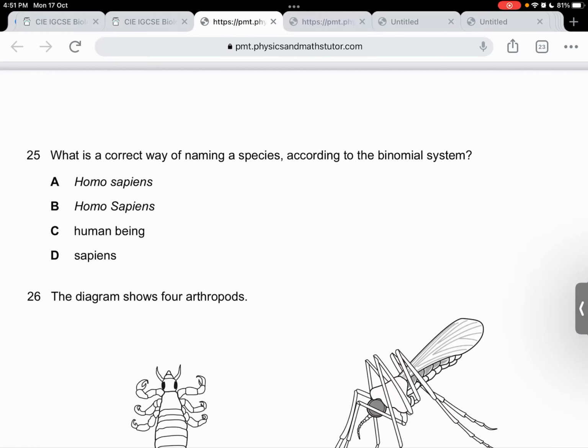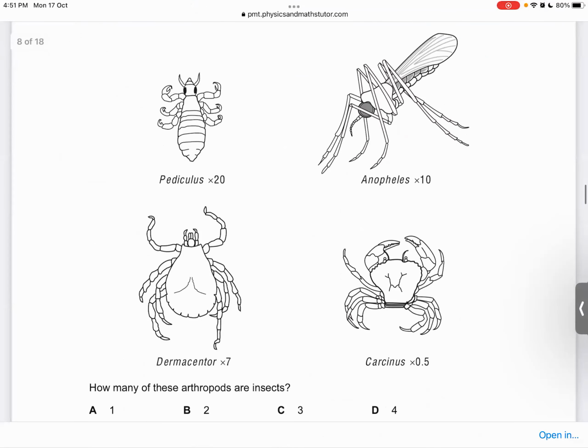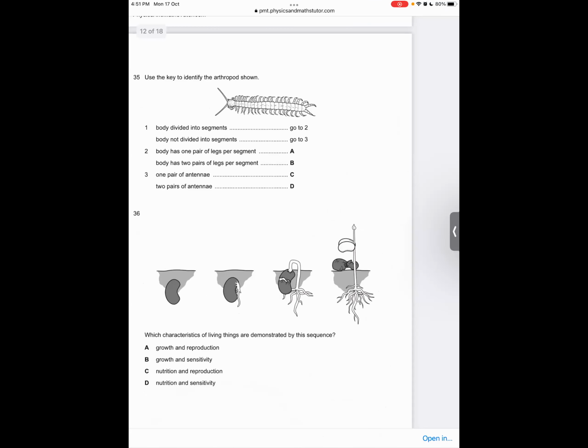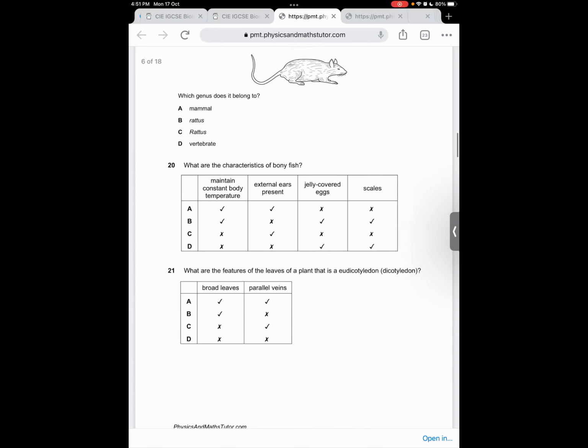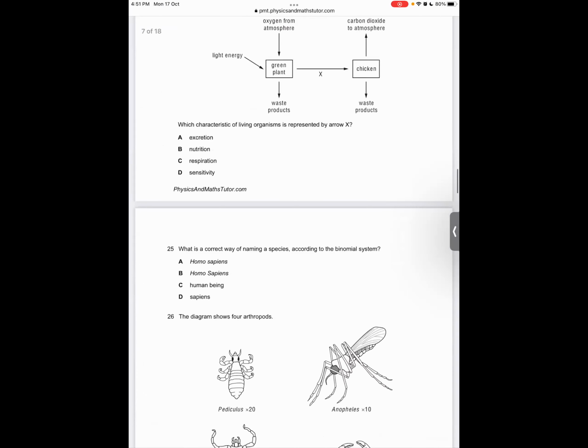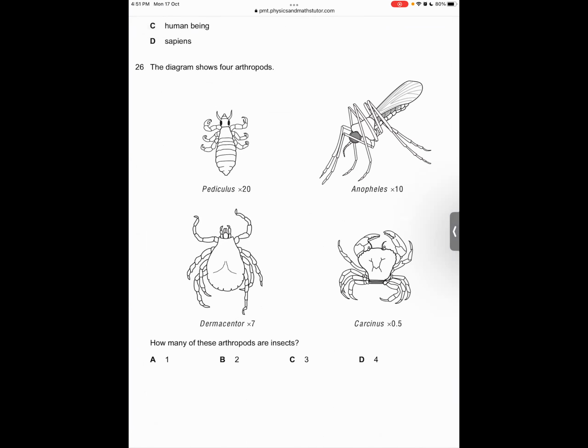25A. The diagram shows 4 arthropods, these ones. And the question is, let me just hold it like this. Where did this question go? It went back. How many of these arthropods are insects? Miss, B. 2 of these. Yeah.